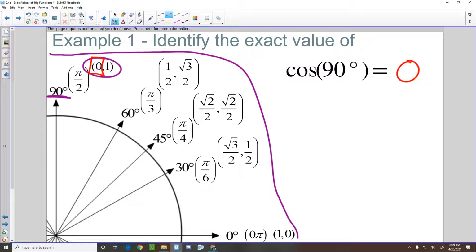Now, is that the same thing as a no solution? Or is 0 an actual number? It is a number. It is a value. It's got a value of 0. So we do have to write that as cosine of 90 is 0. It exists. It's just nothing. All right, so you just look at the unit circle. X coordinate at 90, 0. Done. No calculator necessary.